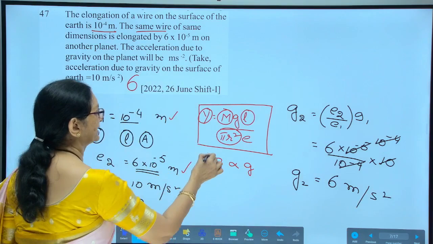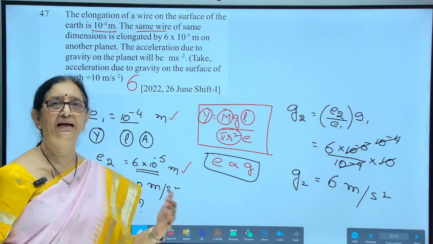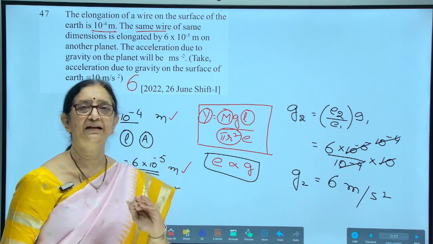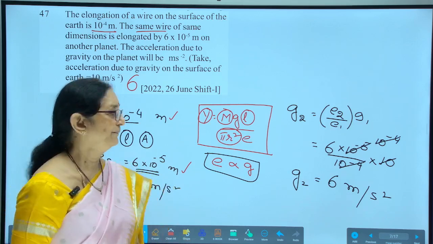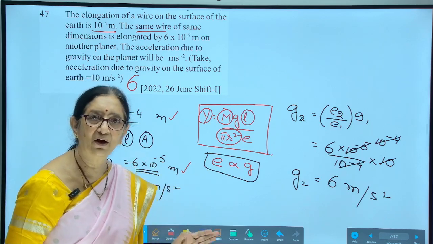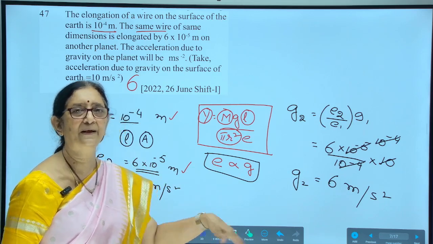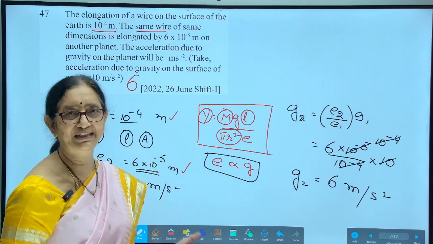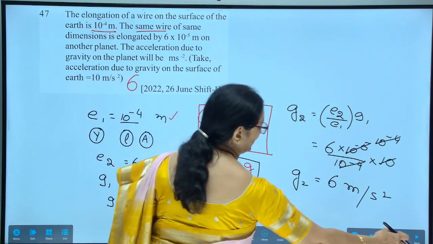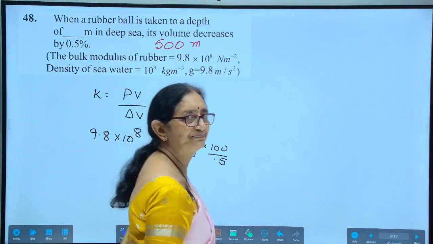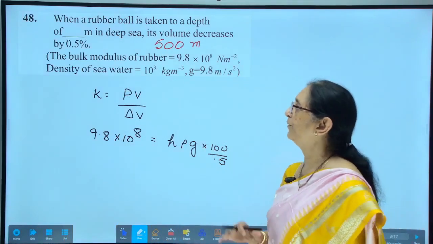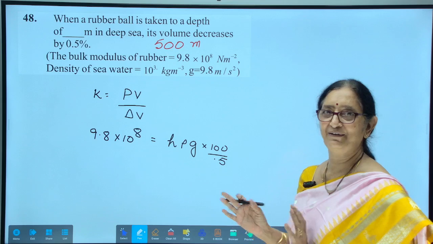The problem is so simple. Same wire under the same load, it is taken from one planet to another planet. What is the elongation? Elongation is proportional to g, or g is proportional to e, from which we could get g. Move on to the next problem. You read the problem all by yourself, such a simple question.